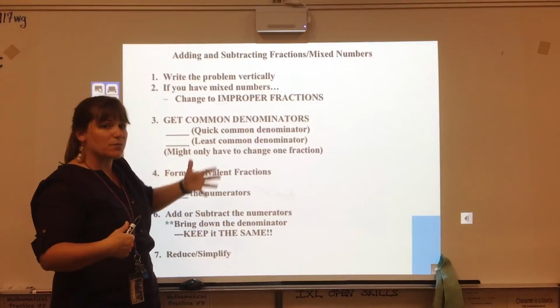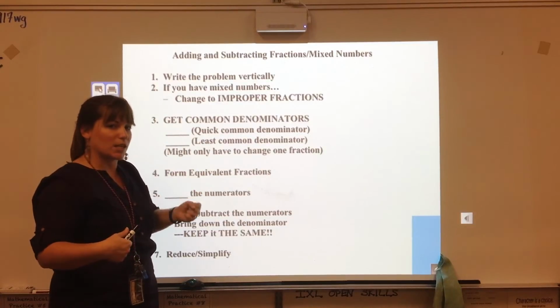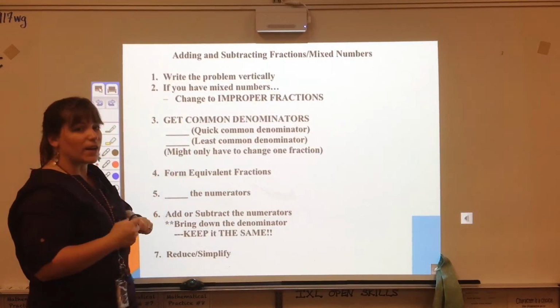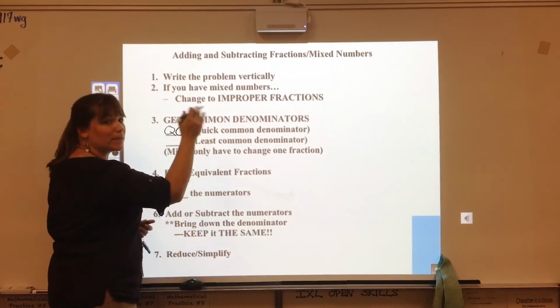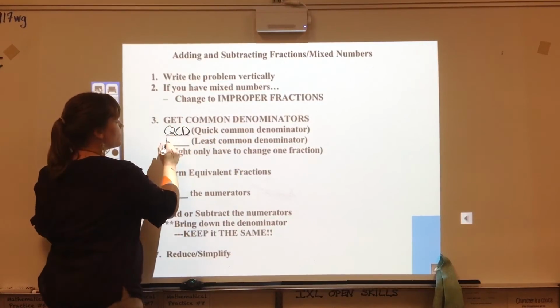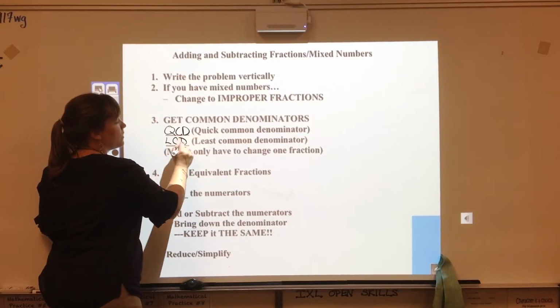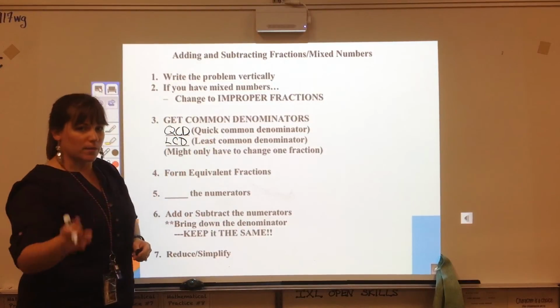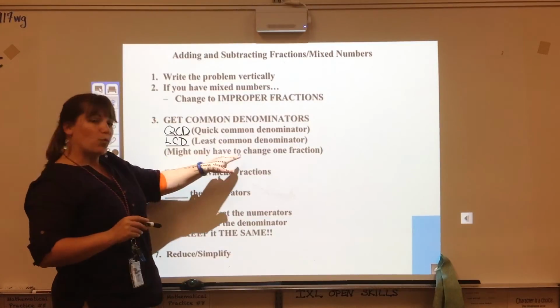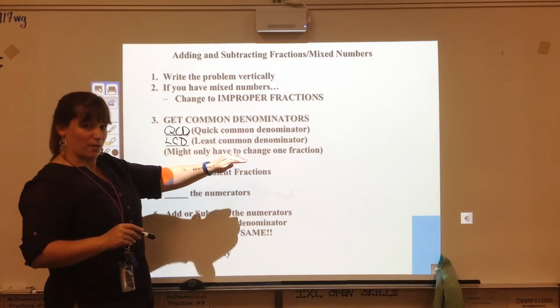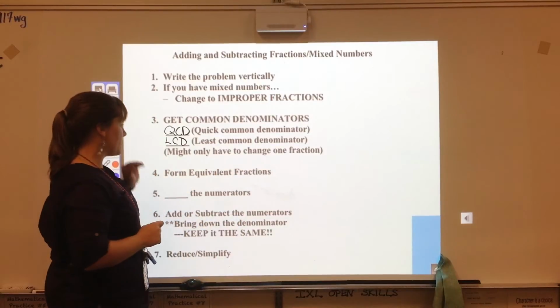Then we're going to need to get common denominators. In order to add or subtract, we can't do that unless the denominators are the same. We could find a QCD, a quick common denominator, or we also could find a LCD, a least common denominator. So you might only have to change one fraction if you're doing the least common denominator. I'll show you what I mean.